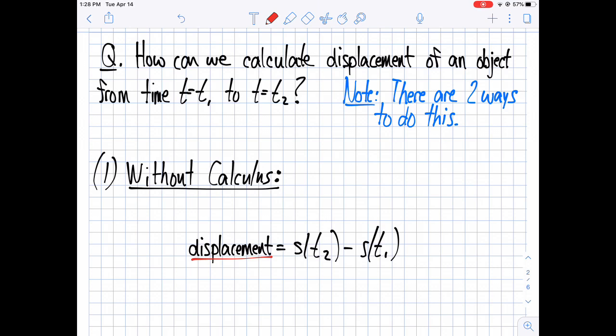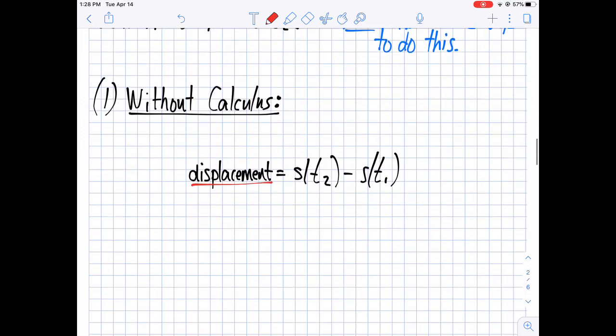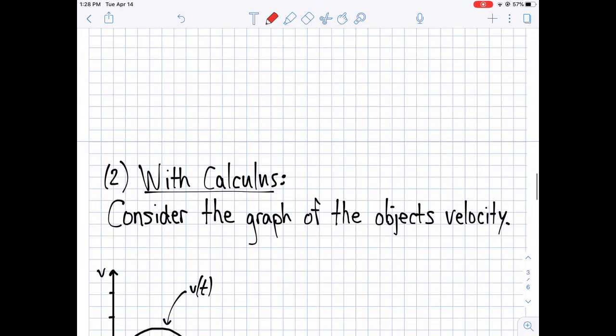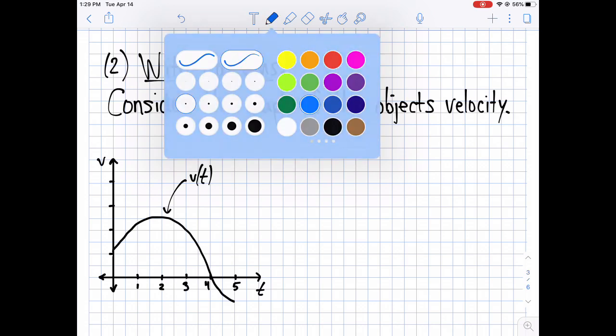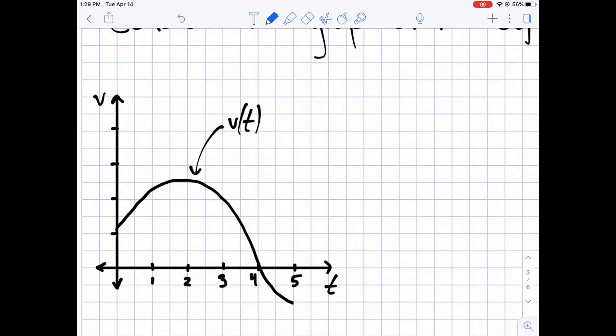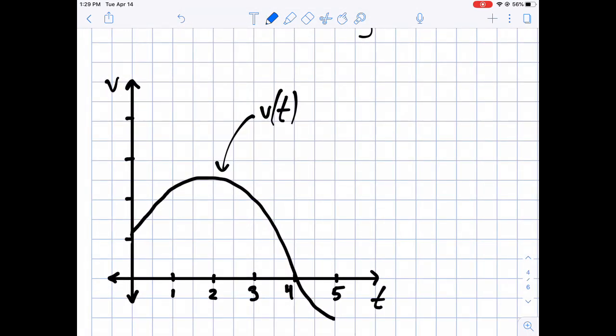Now let's take a look at how to do it with calculus. With calculus, the initial setup is going to be a little bit more complicated, but in the end we'll end up with a very nice formula for calculating displacement. We're going to start off here with the graph of our object's velocity. So if this is the graph that we have, let's zoom in here for a moment. This graph represents the velocity of our object as time goes by.